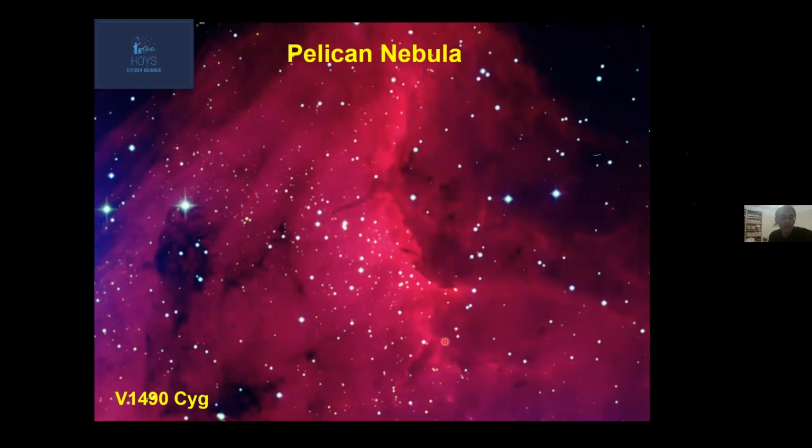Now one nice example of one variable star from a paper that we have recently published. It's called V1496 in the Pelican Nebula. So again, one of those nice photogenic things. This is the star in question. It sits somewhere in the middle of our target field.